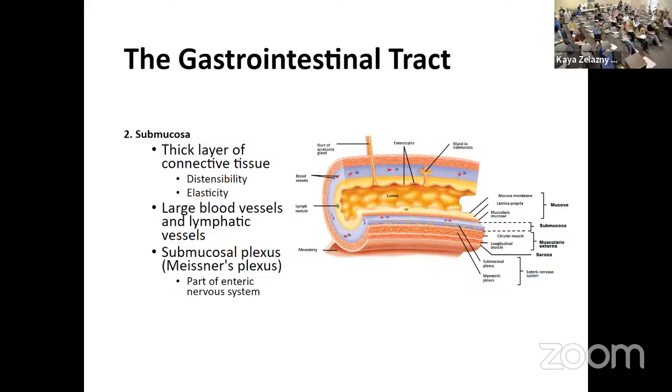And here we have actually a part of the nervous system. So the enteric nervous system is part of the nervous system that's embedded in organ walls. So we have a plexus related to that here in the submucosa. It's called the submucosal plexus, or also Meissner's plexus. And so you can see some of those nerves here.